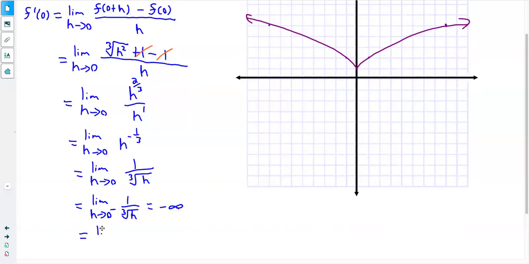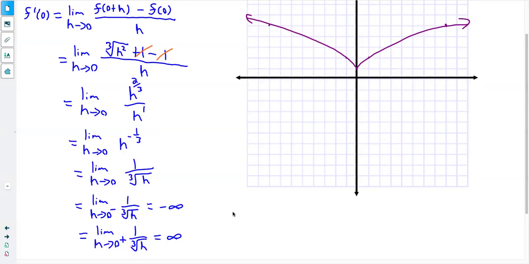Now, if we look at our limit as h goes to 0 from the positive side of 1 over the cube root of h, it's going to be the same idea. We're going to get something very, very small, but because we're approaching from the positive side, we're only going to have positive numbers in here, so it's going to approach positive infinity. So when we have one side approaching negative infinity and the other side approaching positive infinity, it doesn't matter in which order those occur, we end up with a cusp.